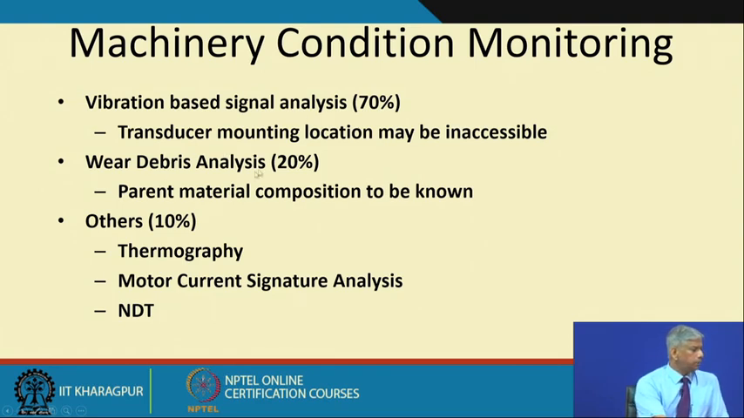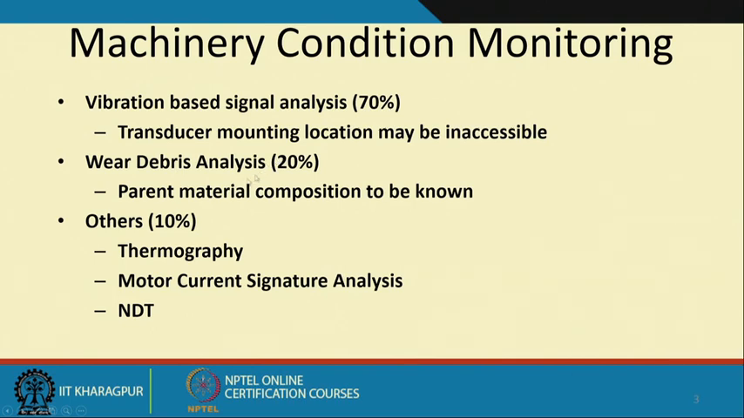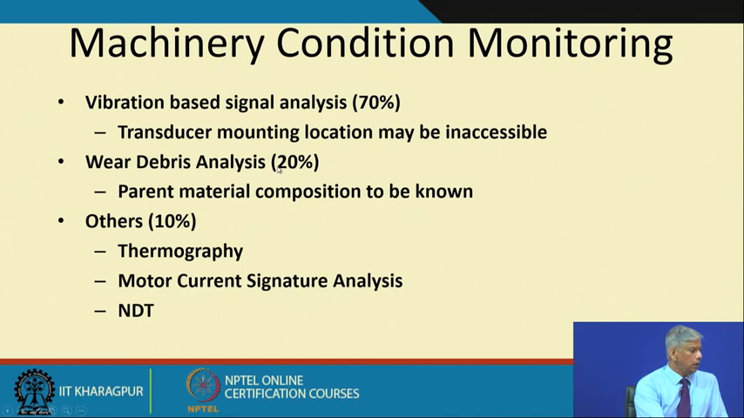But coming back to this slide, the other techniques are wear debris analysis, wherein the parent material composition is to be known, so that if we see the wear particle relating to the parent material, we can say which component is wearing out. We will be discussing this later in this week. But some of the other techniques which are becoming very popular is thermography through thermal imaging, and the most important one which we are going to discuss is the motor current signature analysis, which is a very promising technique.